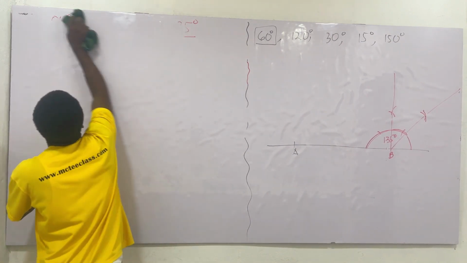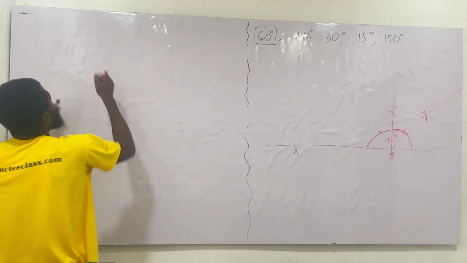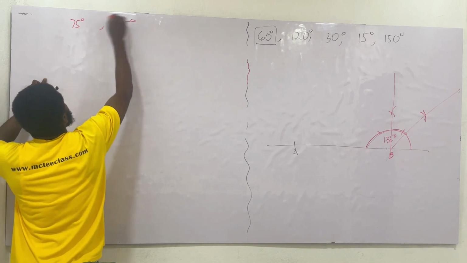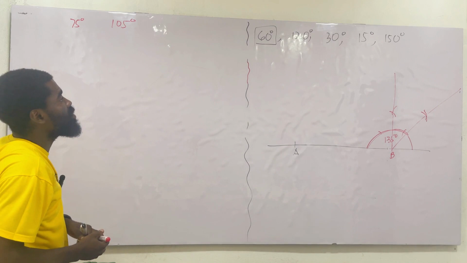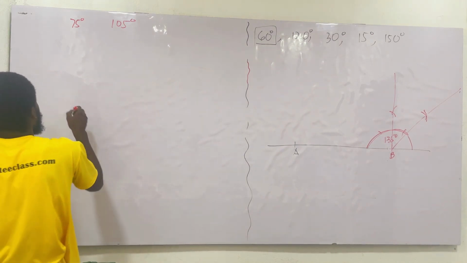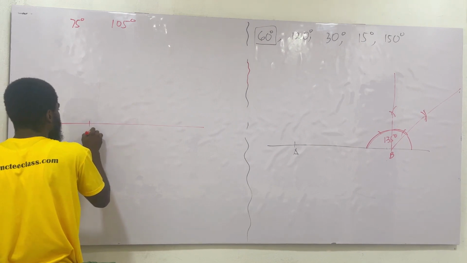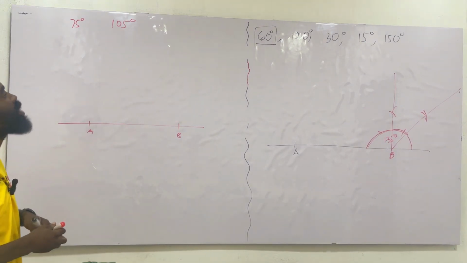Next angles. Let's look at 105 and 75. So let's look at 75 degrees and 105 degrees. Okay, no problem. So we have this. Then this is my A, that's my B. I want 75 degrees.